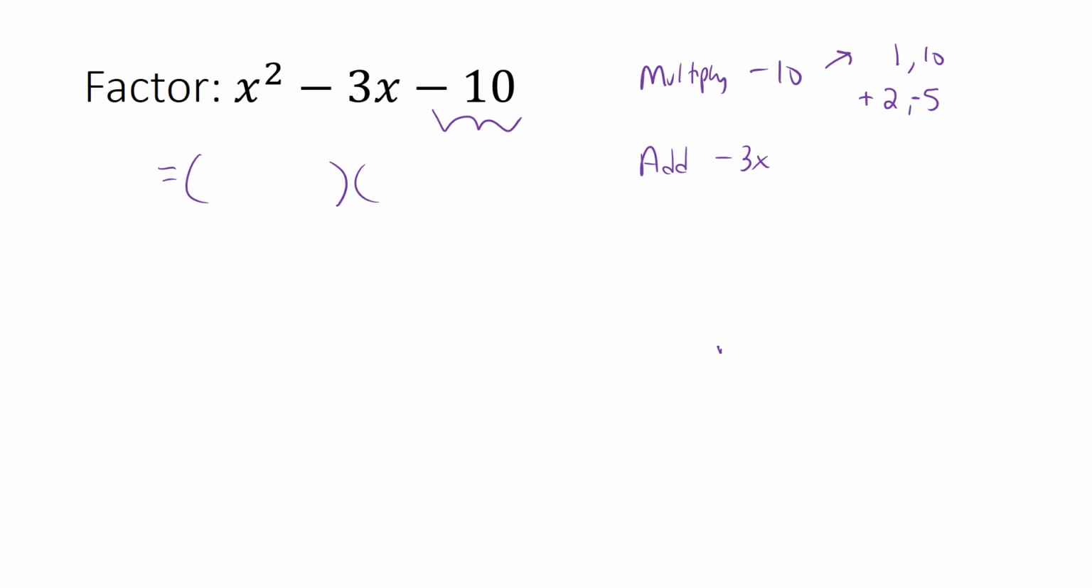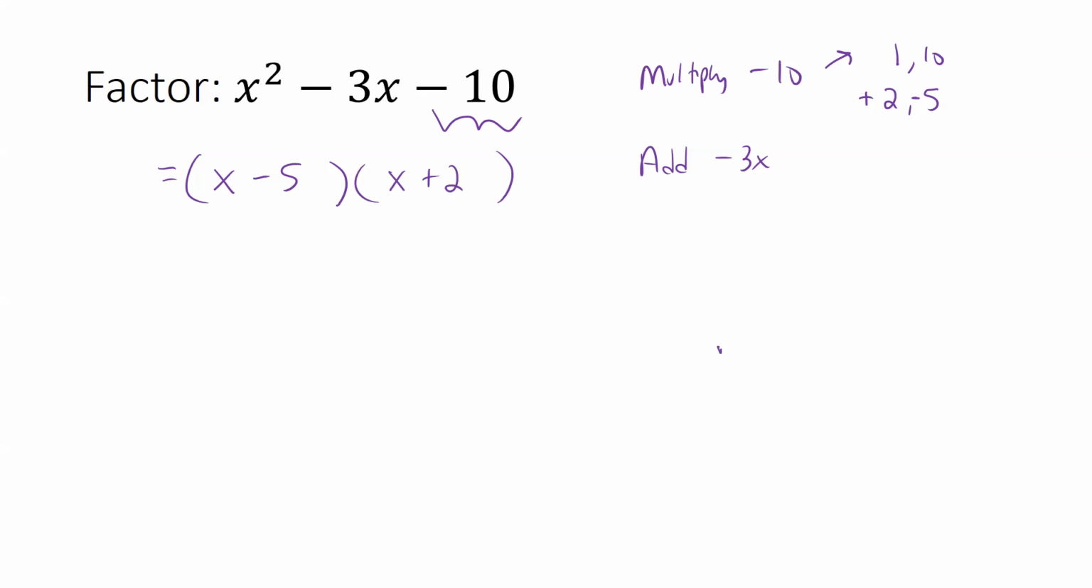To factor this, once again, we must multiply to get negative 10 and add to get negative 3x. The factors of negative 10 are 1 and 10 and 2 and 5. The only one that will work to get negative 3 is if we have a minus 5 and a positive 2. Minus 5 and positive 2 results in x minus 5 and x plus 2.